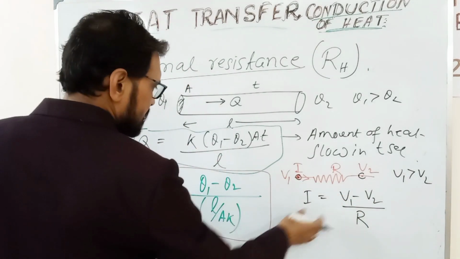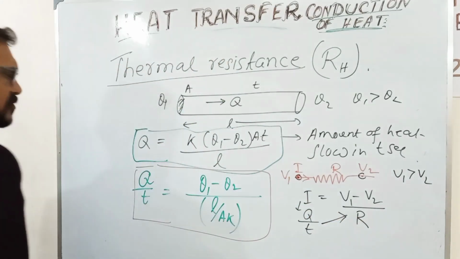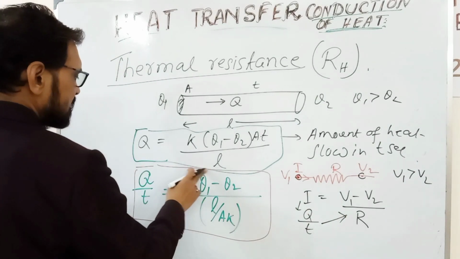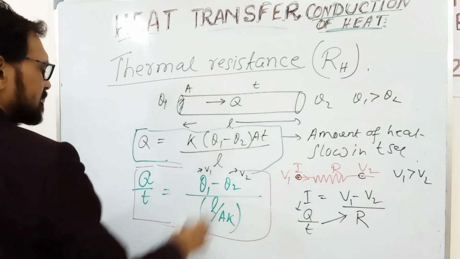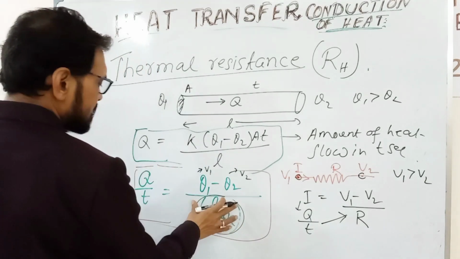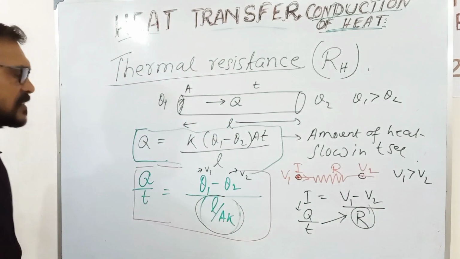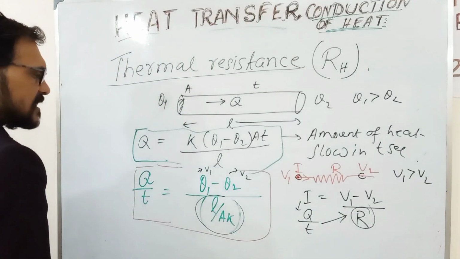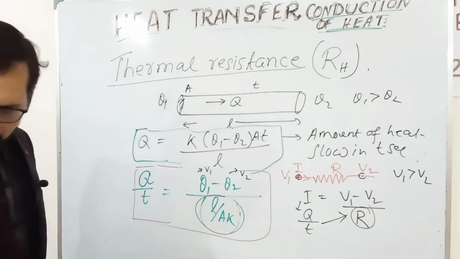Now if we compare, I equals charge by time, Q by T. Comparing the two, Q by T equals this, where this term corresponds to V1 minus V2, and this term corresponds to R. So this is called the thermal resistance, because if R is the electric resistance, then by similarity we can say that this term is the thermal resistance.